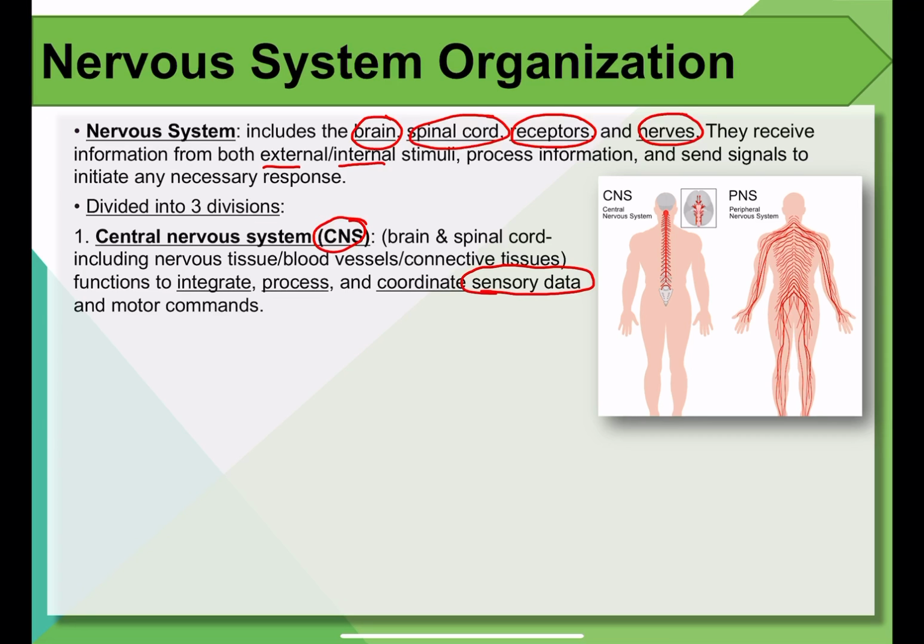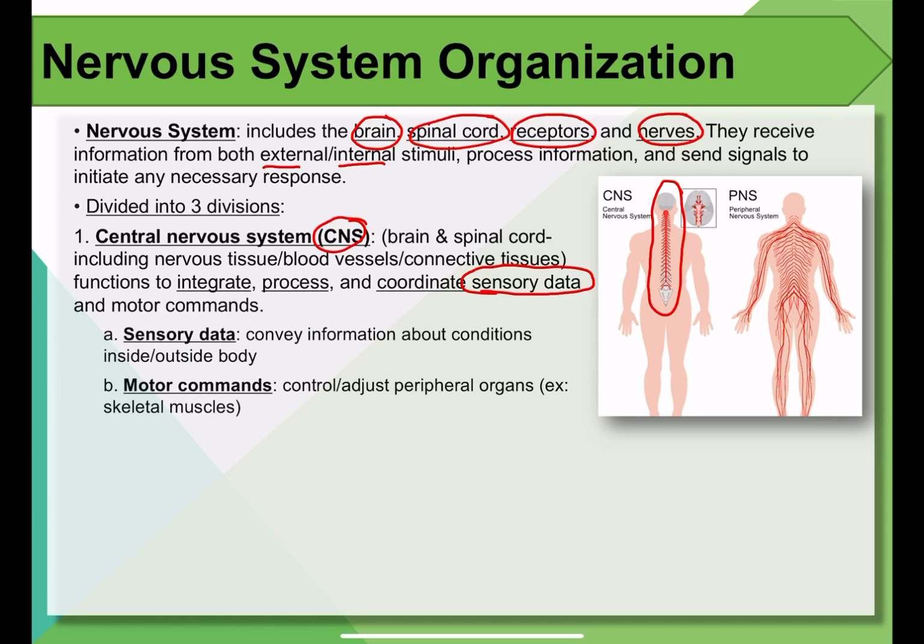And physically speaking, it is literally located at the center of our body. So that's why it's called the central nervous system. It coordinates everything that comes in, and then has to coordinate anything that needs to go out in the sense of a response.